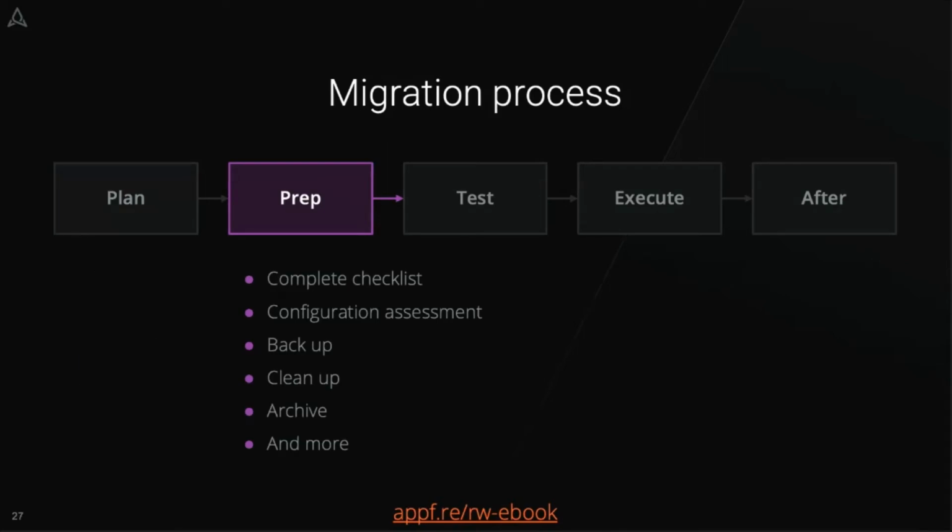In the prep stage, you should identify steps to complete before, during, and after the migration. We recommend using a checklist here, and there's a 73-step checklist in our ebook. That is a pretty exhaustive list that we're confident covers most of what you'll need. Next, you'll want to take inventory of your current configuration. So do an assessment, figure out some of those key factors that we talked about in the beginning. And then you'll want to make sure you back up, clean up, and archive any data that doesn't belong in your new instance.